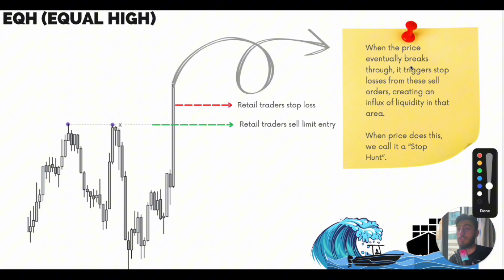When the price eventually breaks through, it triggers stop losses from these sell orders, creating an influx of liquidity in that area. Okay, when price does this, we call it a stop hunt. Remember, once price takes the liquidity, we call that a stop hunt. It doesn't matter whether it's buy side, sell side, equal high or even equal low. Even once your stop loss is hit, we can say you just got stop hunted, right?